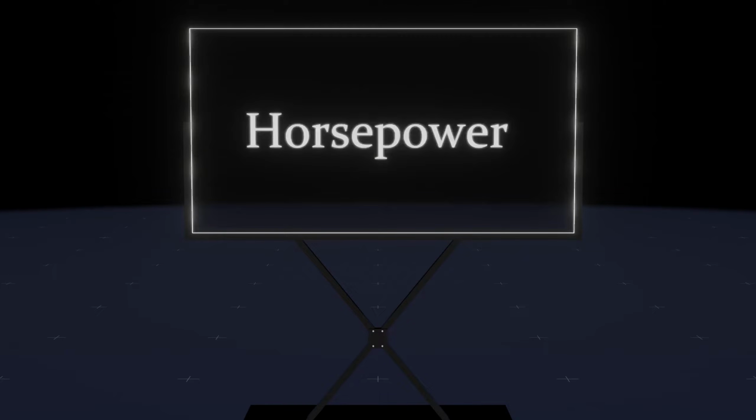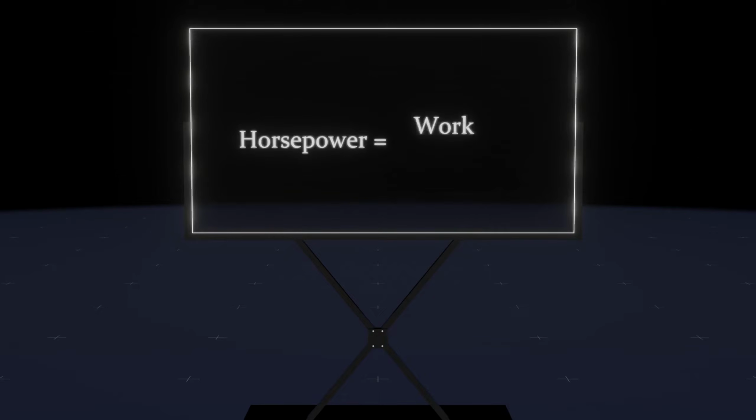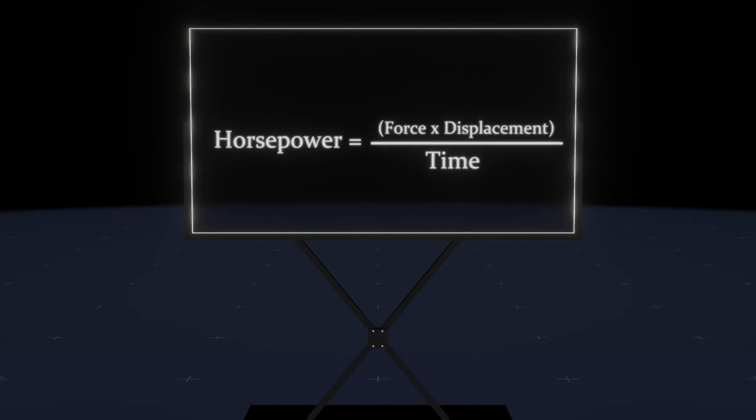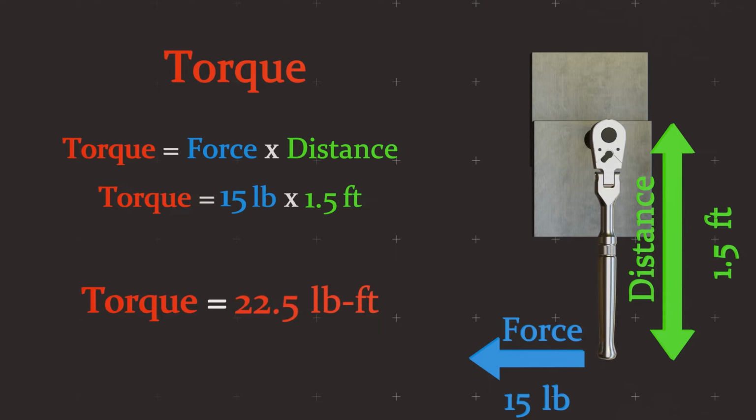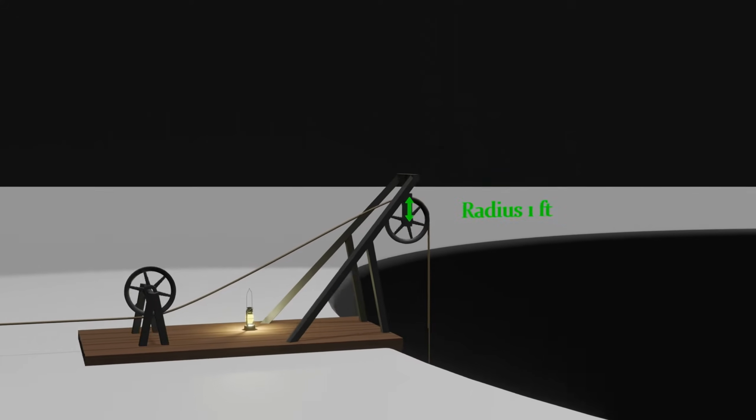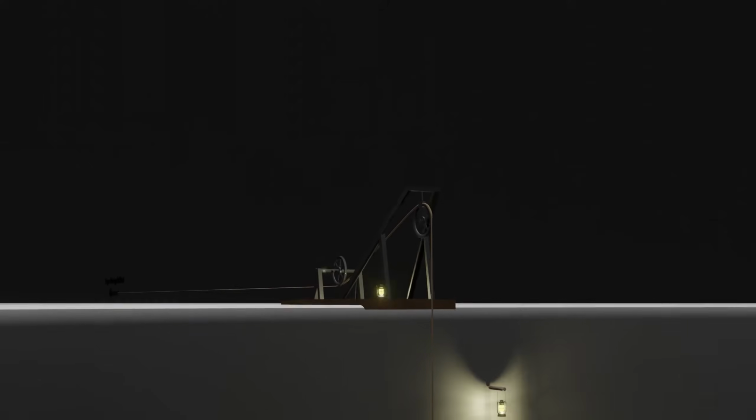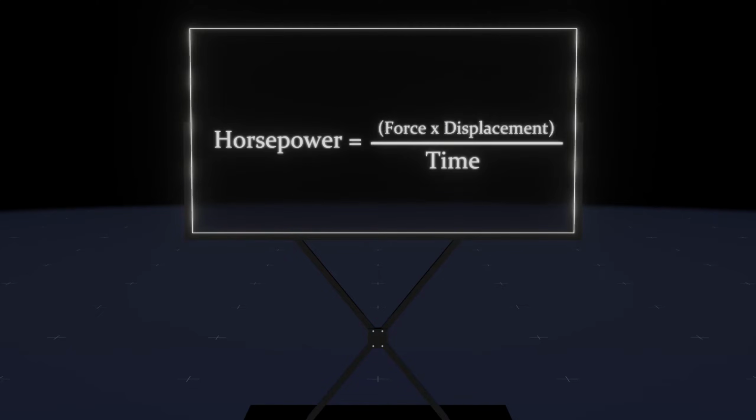Well, by definition, horsepower is a function of work done over an amount of time. And what is work? Work is calculated through multiplying a force by displacement. In this animation, we will look at each of these three variables, force, displacement, and time, in depth to ultimately understand the difference between horsepower and torque.